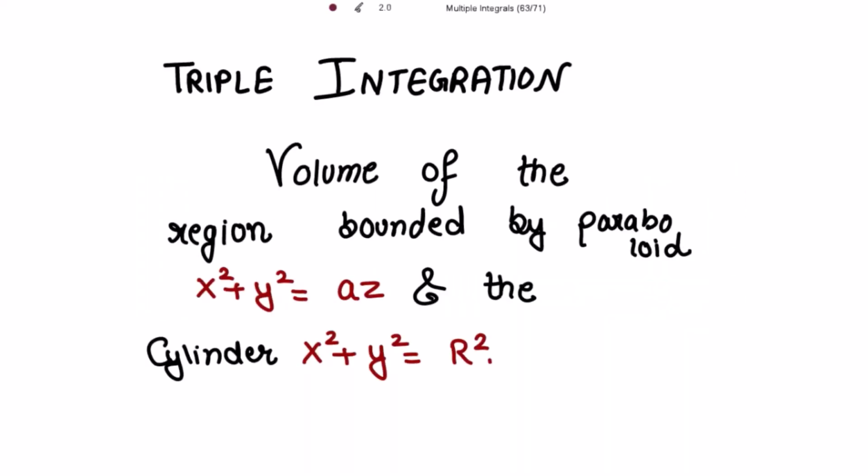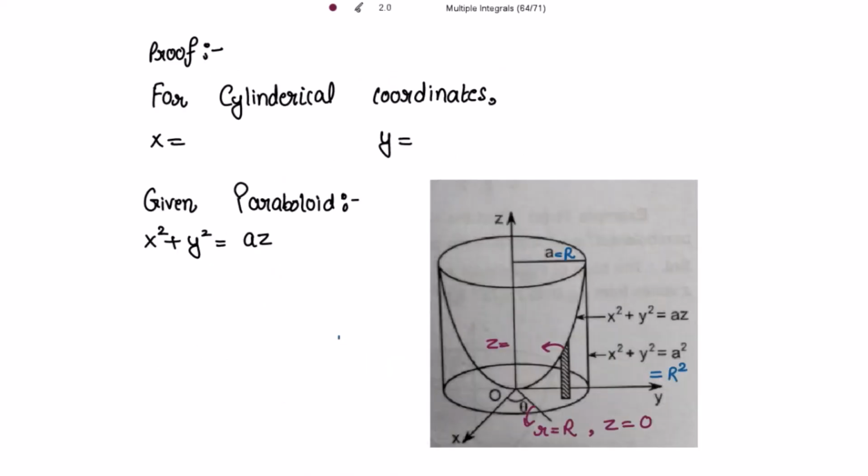We need to find the volume of the region bounded by the paraboloid x² + y² = az and the cylinder x² + y² = R². In this diagram, this is your cylinder with equation x² + y² = a². But in our case, the radius is capital R. So please take this a as capital R. So this is the cylinder with equation x² + y² = R².